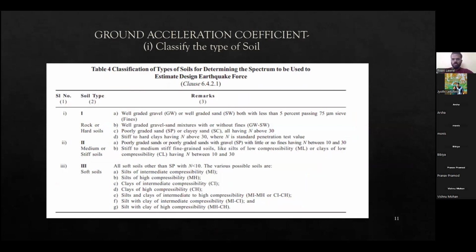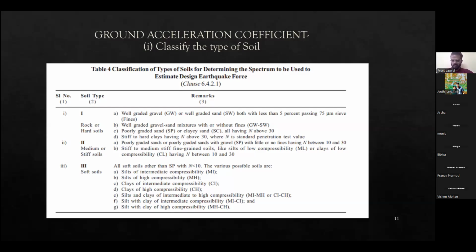The second factor, called the ground acceleration coefficient, depends on the type of soil on which your structure is resting. So we can divide the type of soil into three different types. Soil type number one will be the rocky or hard type soil, which is the best for structures. Soil type number two is medium or stiff soil. And soil type number three are soft soils. So you would have heard all these terms in your geotechnical classes based on all those indexes and plasticity and all those parameters that you've learned.